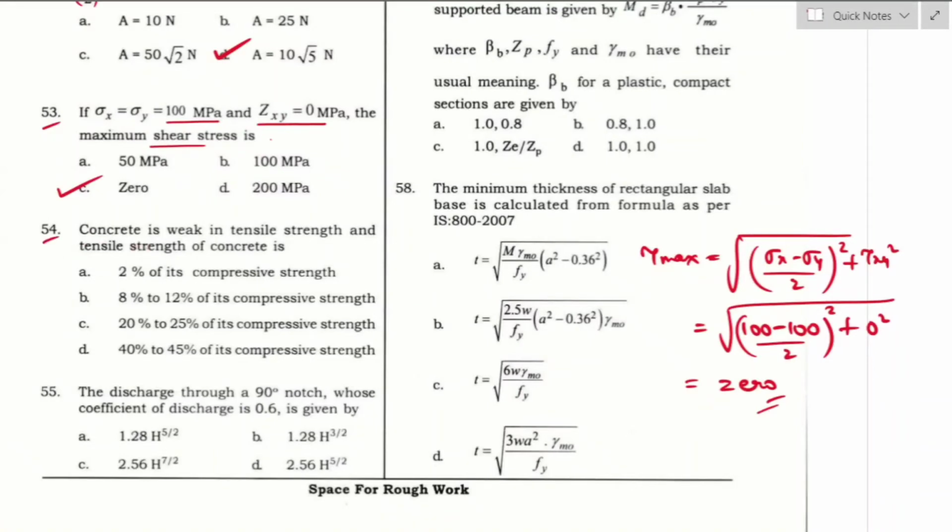Question number 54. Concrete is weak in tensile strength and tensile strength of the concrete is 8 to 12% of its compressive strength. Option B is the right answer.